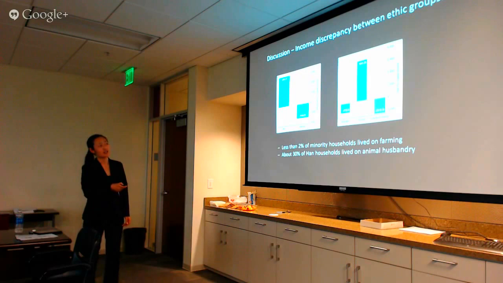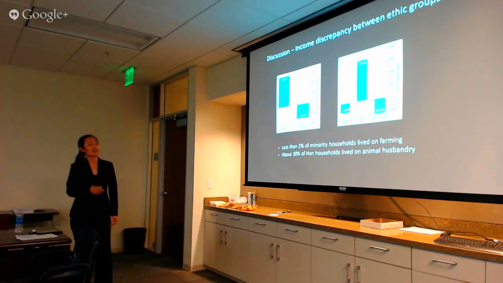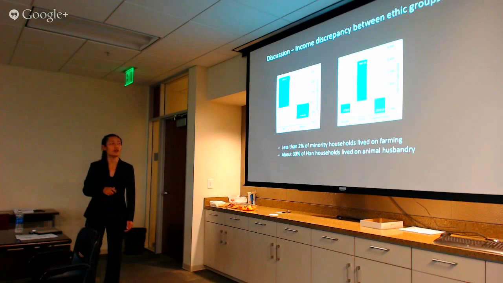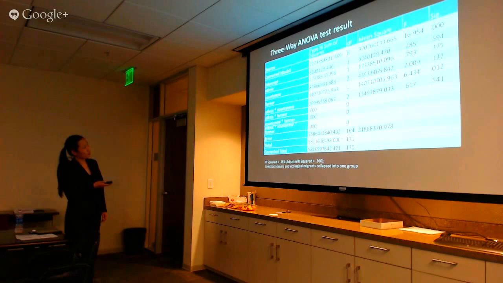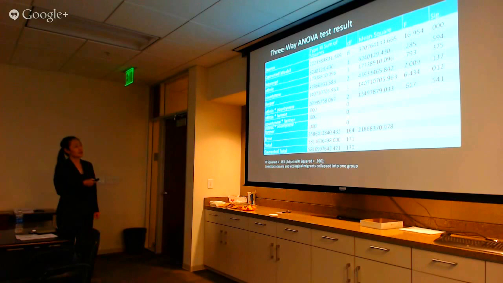But farmer, this indicator didn't show significance in my result either. So I want to keep looking into this. So I did a three-way ANOVA test. I put the dependent variable, which is still income. The independent variables include the ethnic groups, Kangdi Niu here represents the land degradation level groups, and farmer is whether the household is farmer or non-farmer.